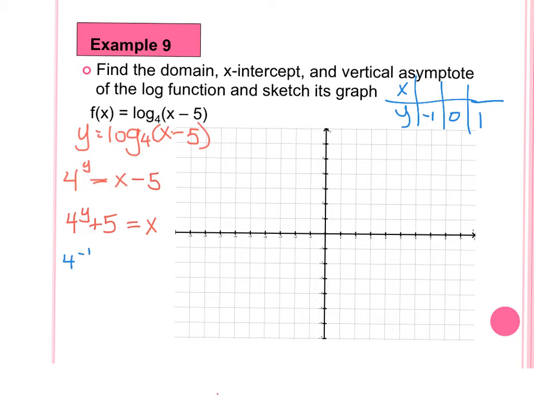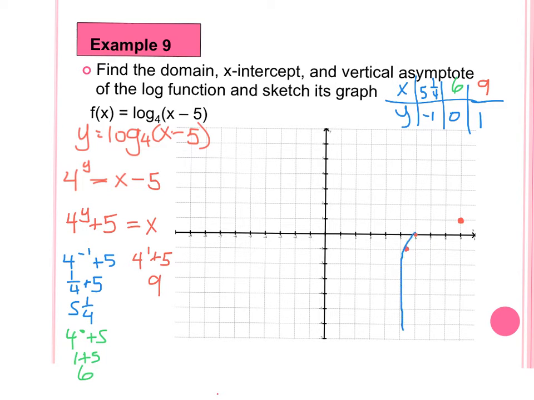So 4 to the negative 1 plus 5 is 1/4 plus 5, or 5 1/4. 4 to the 0 plus 5 is 1 plus 5, which is 6. And 4 to the first plus 5 is 9. So when I plot these points, I get (5 1/4, negative 1), (6, 0), and (9, 1). And here's what my graph should look like.